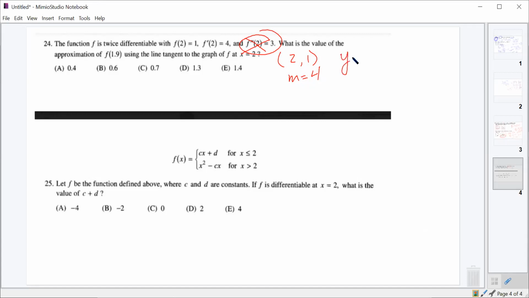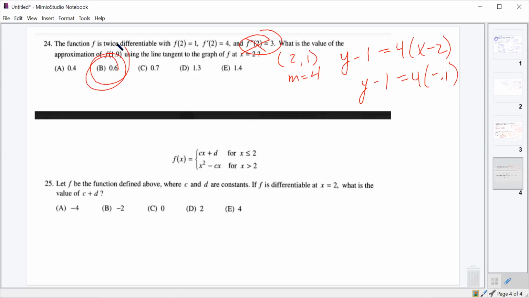So our equation should be y minus 1 equals 4 times x minus 2. And when we plug in 1.9, we should get y minus 1 equals 4 times negative 0.1. That's negative 0.4 plus the 1 should give us 0.6. Everybody good there with 24?